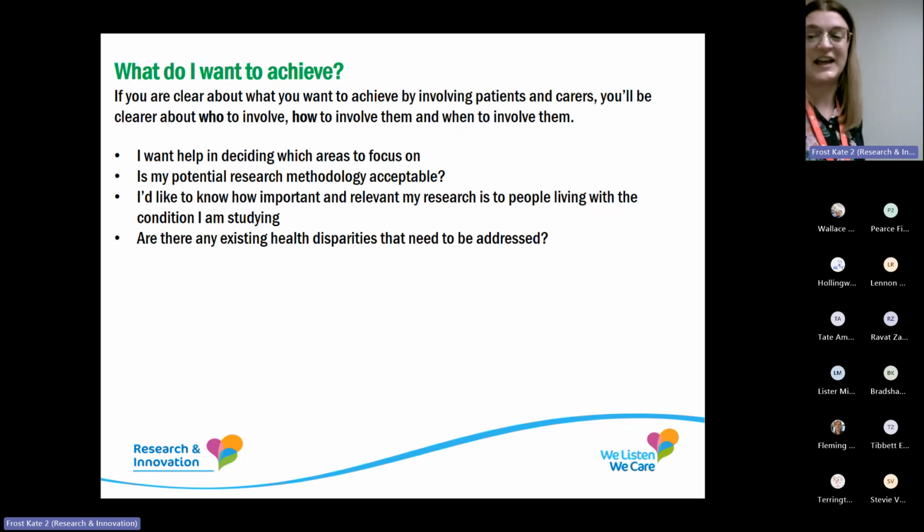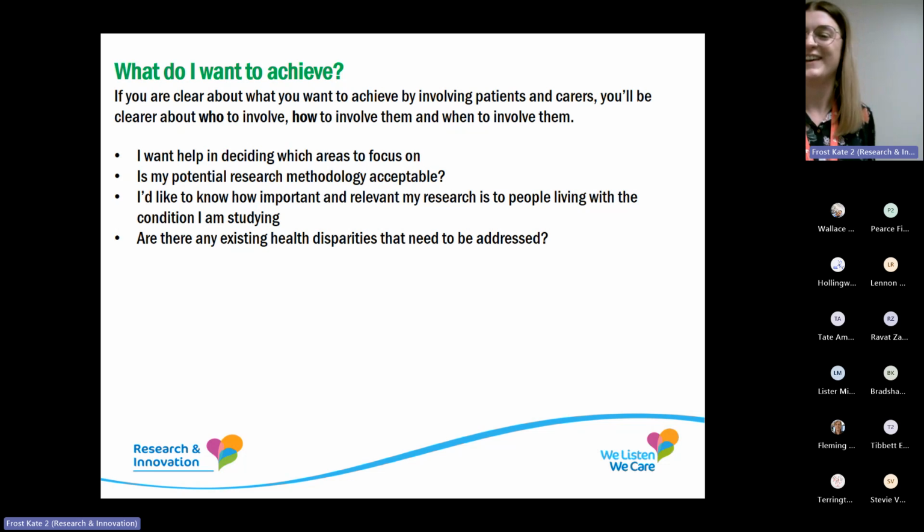Are there any existing health disparities that need to be addressed? So if you're looking at, again, I'll refer to the Nottingham bioresource, if we have samples of patients who have diabetes, is the cohort that I would like to analyse retrospectively representative of the population in Nottingham who have diabetes? Do I need to go and collect more samples? Am I actually looking at a representative cohort, and is it diverse enough? And if not, how do I do that?